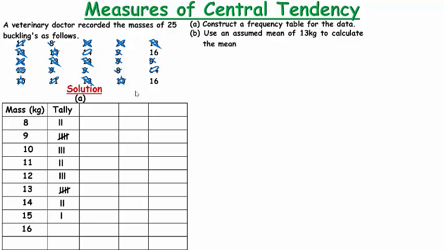I move on to 16. I have 2 in the 5th column. I mark the 2nd to the last. I tick 1 here and then mark the last value. I tick 2. So I have 2 bucklings, each weighing 16 kilograms.